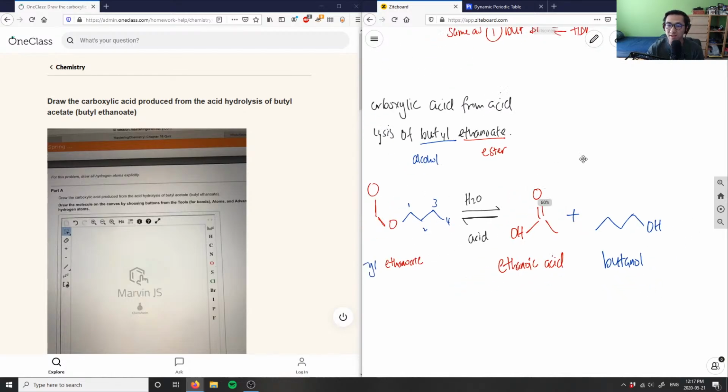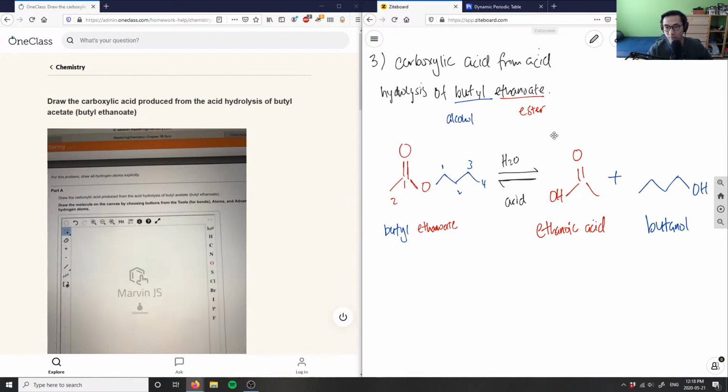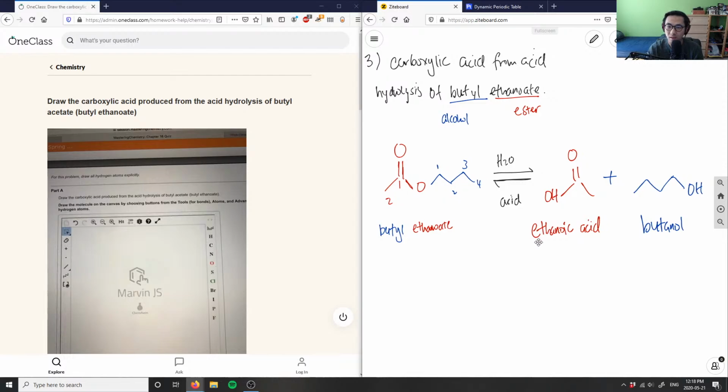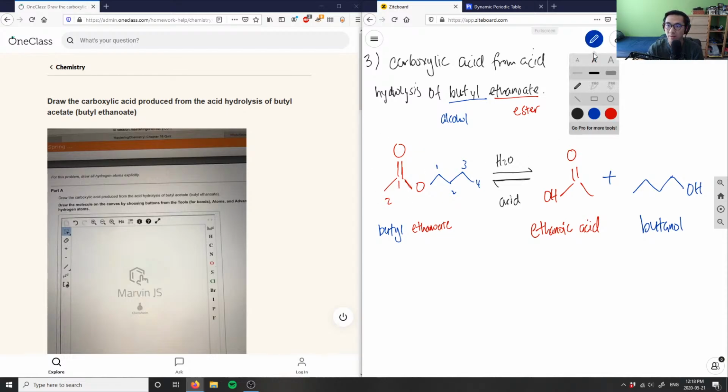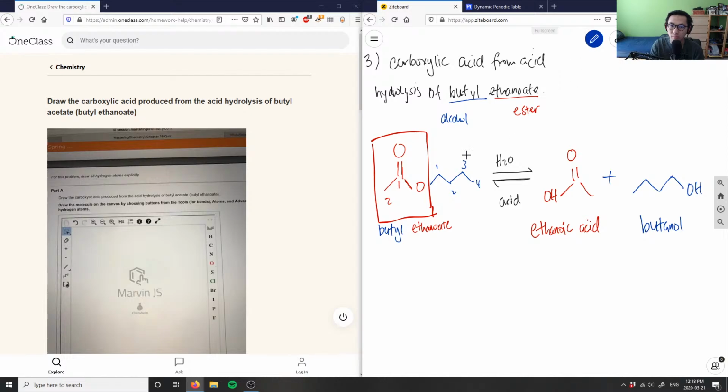So this here is the acid catalyzed reaction, the acid hydrolysis of butyl ethanoate. So butyl ethanoate, and then I use a hydrolysis reaction with the acid as a catalyst. I'm going to make ethanoic acid. So it's this part here. It makes the carboxylic acid. Let me highlight that in red here. So this part makes the carboxylic acid. Oh, sorry, and this part would make the alcohol here.